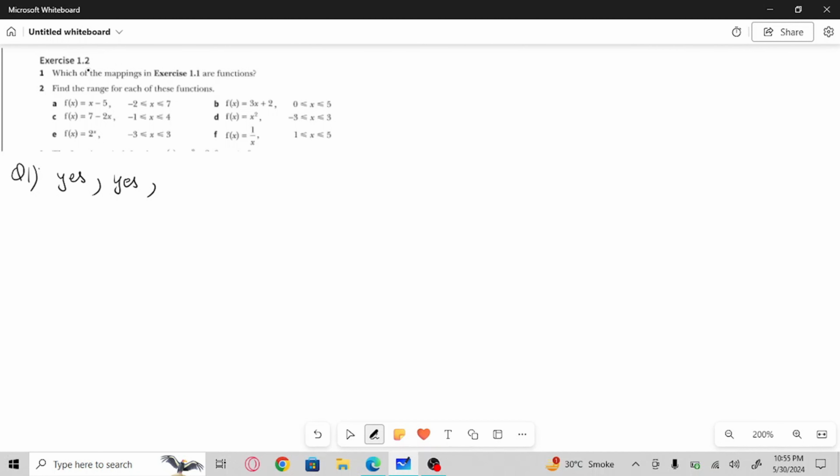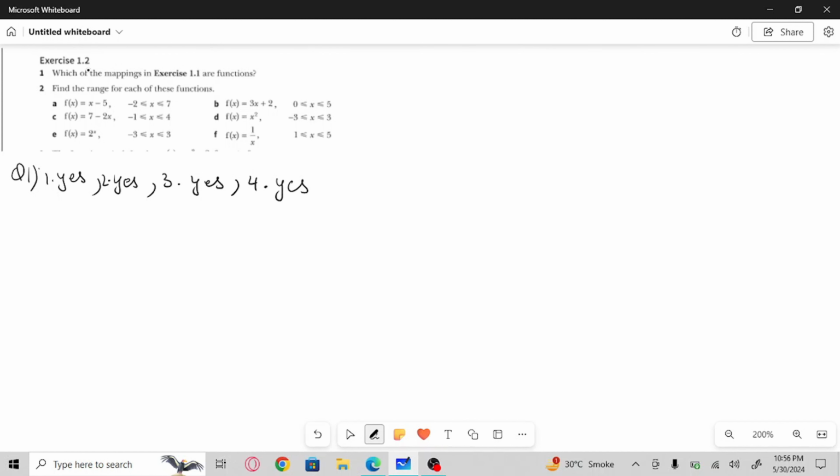So I'll just label it number 1, number 2, and the third one, we know that the third one was a 1-1, meaning one output. So again, this is a function. Yes, it is a function. So the fourth one was a 1-1 mapping again. So again, it was a function.